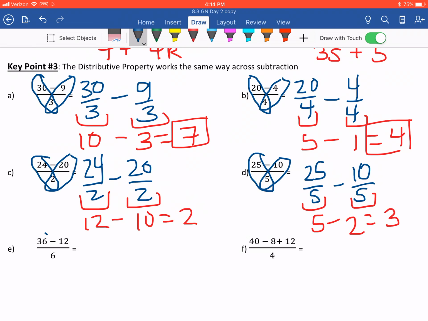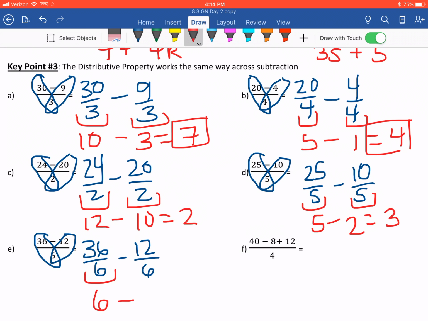We're almost there. 36 divided by 6 minus 12 divided by 6. Do some simplifying. 36 divided by 6 is how much? Yeah, it's 6. 12 divided by 6 is 2. 6 minus 2 is 4.